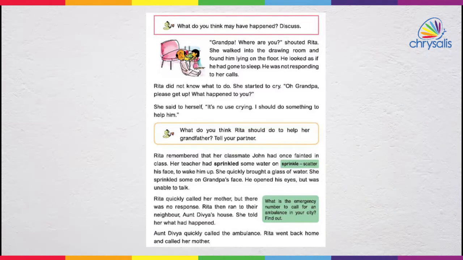Rita then ran to their neighbor, Aunt Divya's house. She told her what had happened. Aunt Divya quickly called the ambulance. Rita went back home and called her mother.